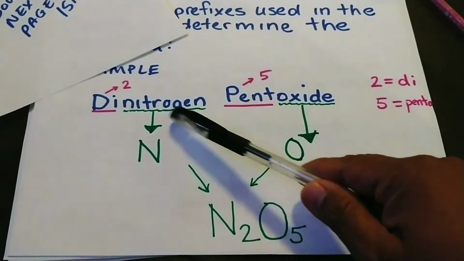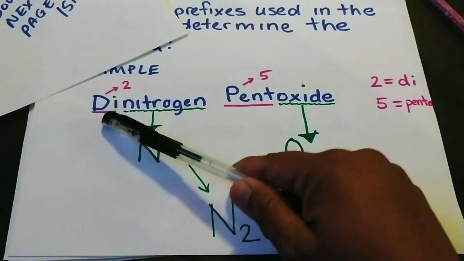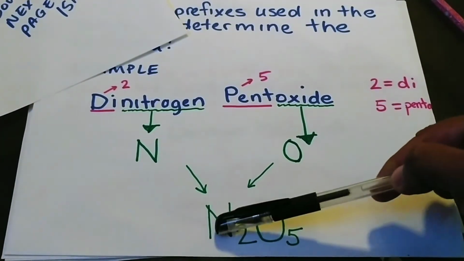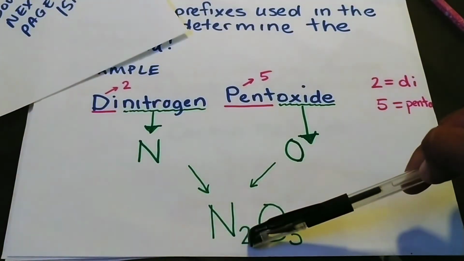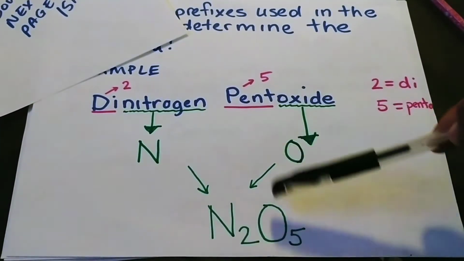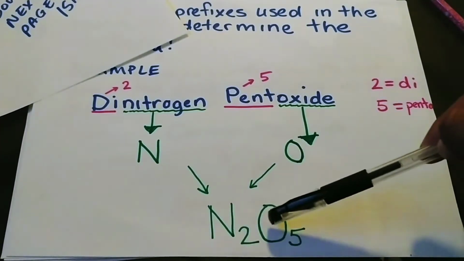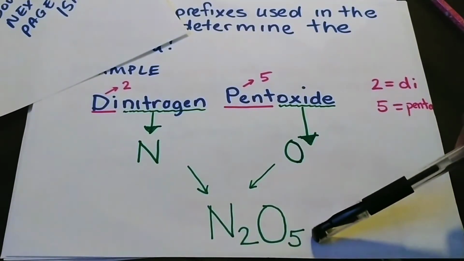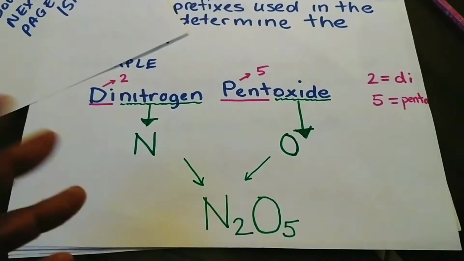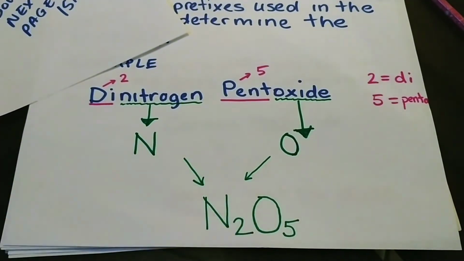What we're going to do is put these prefixes as subscripts to the right, again, to the right bottom of that element. So 2 nitrogens, penta, 5 oxygens. Again, bottom right hand side. That's a left, this is a right. And that's pretty much how you would write the formula.